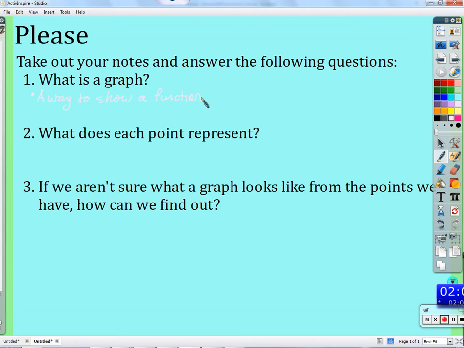Are there other ways to show functions? Yes, no question, there are. What is a function? Let's get at what a function is. A function is something where you can plug in a number and get a number out. So you plug in X and you get Y. Exactly.